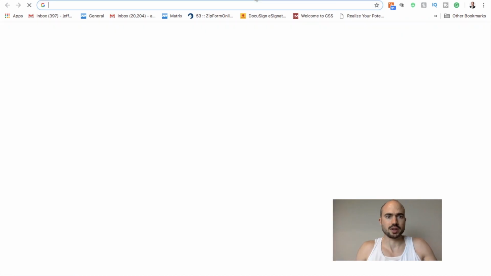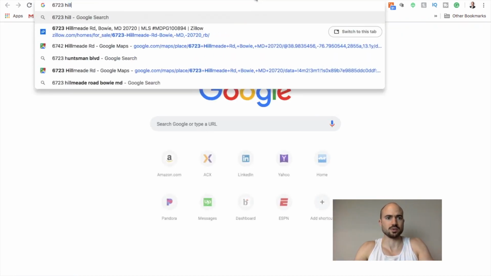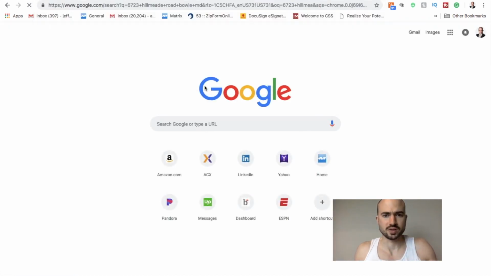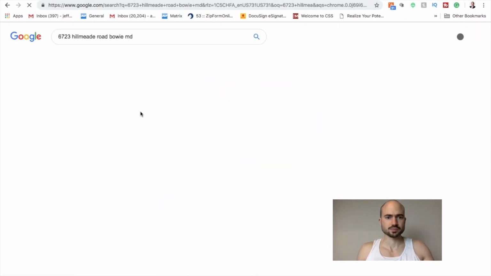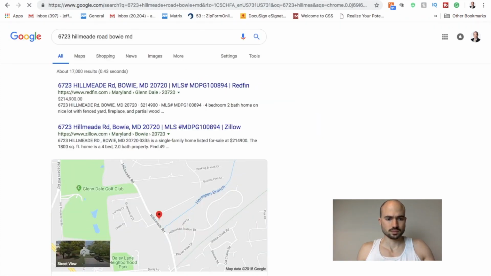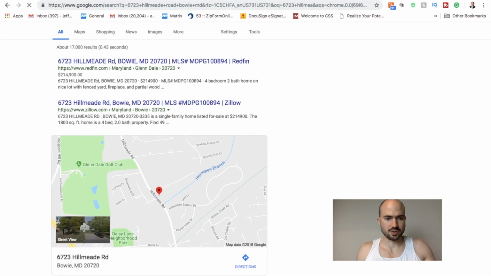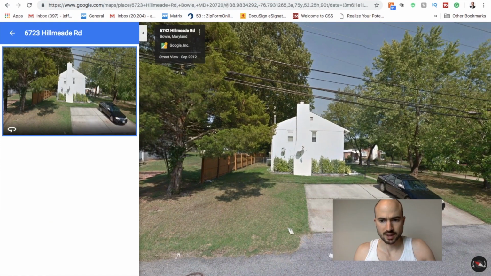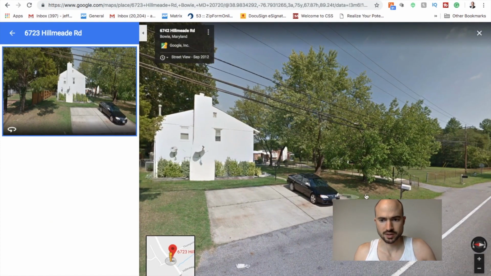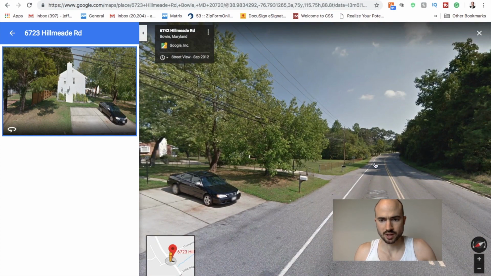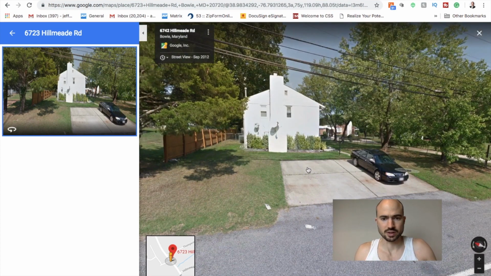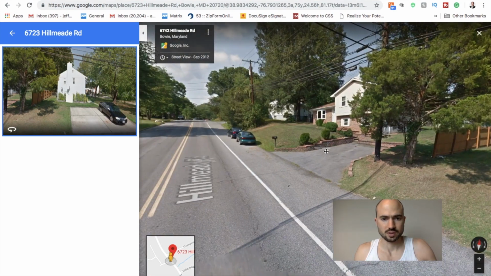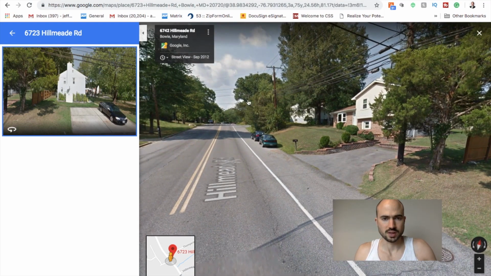So another thing I like to do is just pull up the property on Google, just so you can get an idea of the street and things like that. If it's on a busier road, I want to try to find comps that are also on this busier road as well. Okay, so here's the house. It looks like a little parking pad there, which is nice. Yeah, so it's on a double yellow line road. I mean, obviously, it doesn't look like the busiest road in the world, but it's not just some back road either.